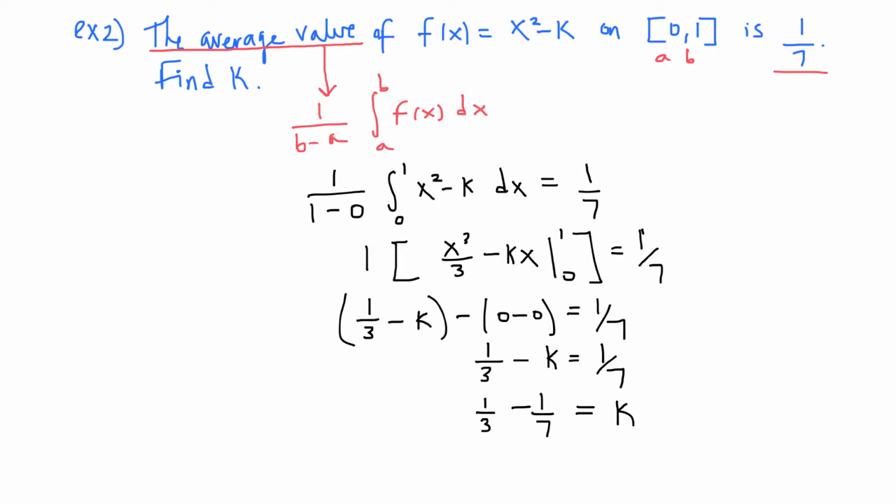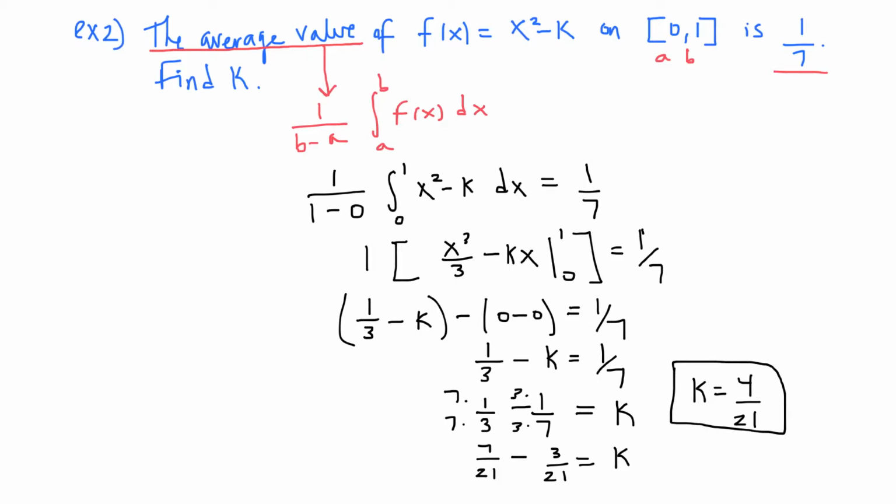And I guess I'm going to need a common denominator. That would be 21, so times 7 here, times 3 on this side, and that's 7/21s minus 3 over 21, and so k would equal, what's that, 4 over 21. And it doesn't have to be a nice number, it's just some constant k.